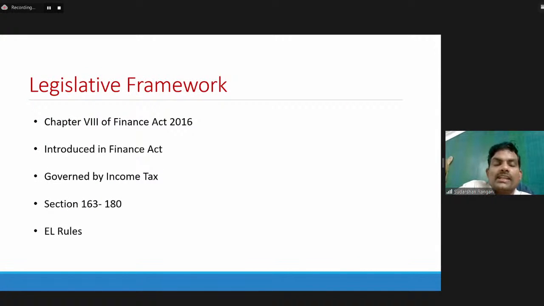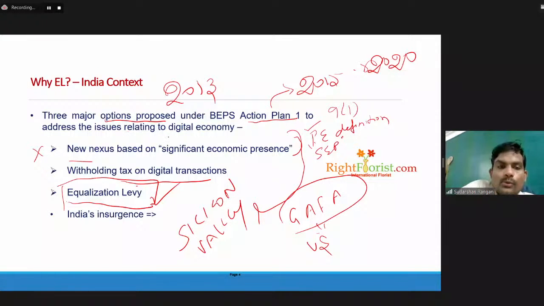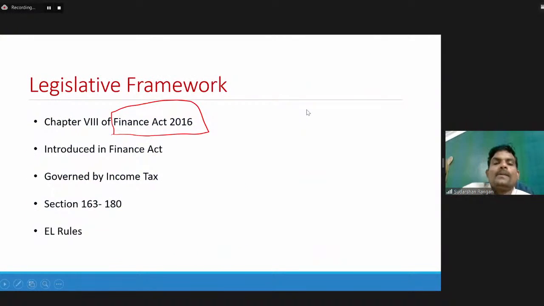We are going to see what is equalization levy. Now, one thing you need to know is, you will not find this in the Income Tax Act. You will find this in the Finance Act, and it was introduced in Finance Act 2016. Because in 2015, the BEPS report suggested these options. So immediately next year, India formed a committee, and then in 2016, this was introduced as part of your Finance Act. This will not be there in your sections 1 to 298 of the Income Tax Act.